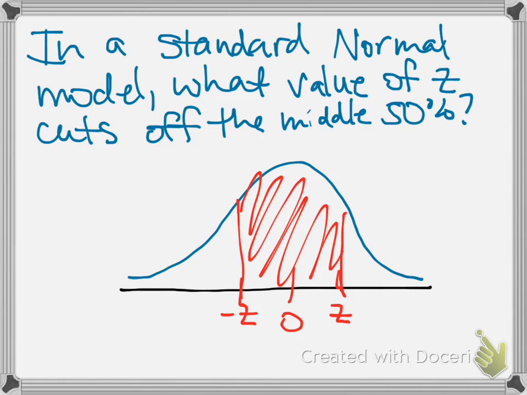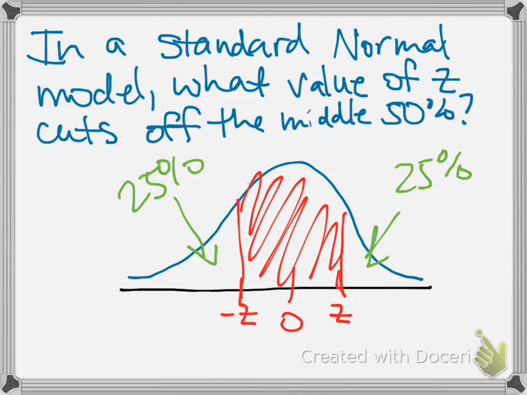So let's take a look at the picture, and this is why the pictures are so important. If I've shaded in the middle 50% of our distribution, well, how much of the distribution do we have left? Of course, it's 50%. And since our distribution is symmetric, that means I have 25% over here on the left side, and another 25% over here on the right. And this is important because it's this 25% that's going to let me figure out what the value of z is. I need to look for the proportion 0.25.